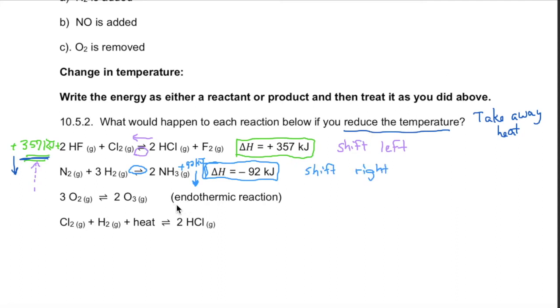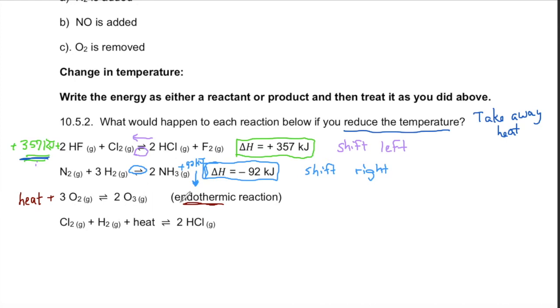Okay, so for this third one, we are not given a value of our delta H. We're just told that this is an endothermic reaction. That means that heat is being put into the reaction, and heat is one of the reactants. It's one of the starting materials. So since heat is one of the reactants, we'll just write it on the left side of the equation. If this is an endothermic reaction, you have to combine some heat and some oxygen in order to get the product, which is ozone.